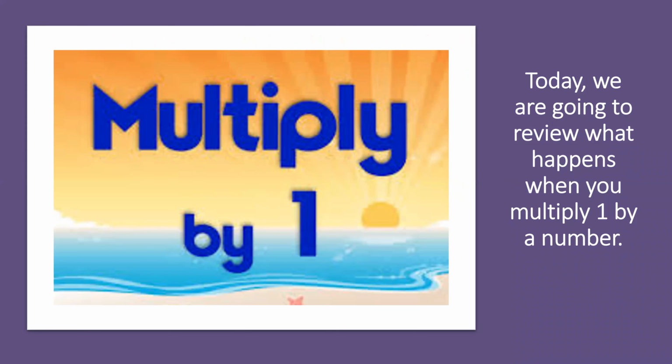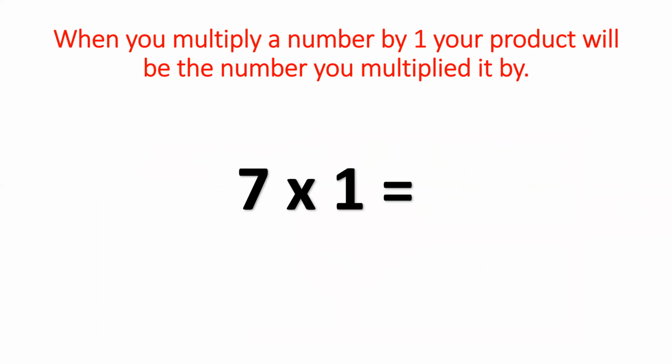Now let's begin our lesson of the day. Today, we are going to review, once again, what happens when you multiply 1 by a number. We continuously practice the skills we have learned before. So, let's start. When you multiply a number by 1, your product will be the number you multiplied it by. So, 7 times 1 equals, that's right, 7.